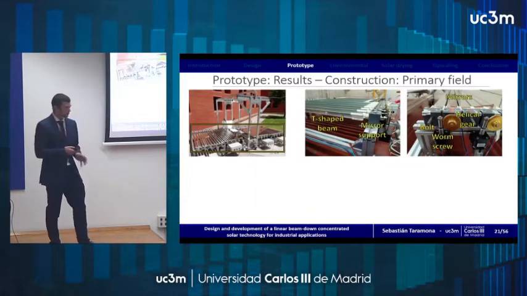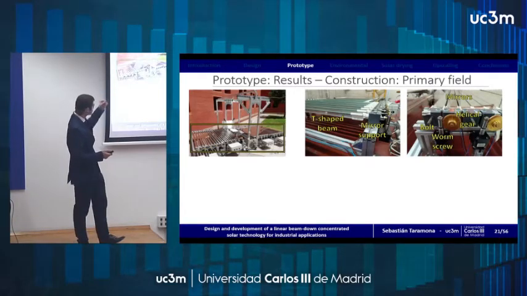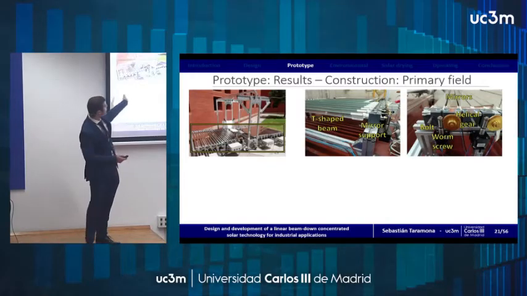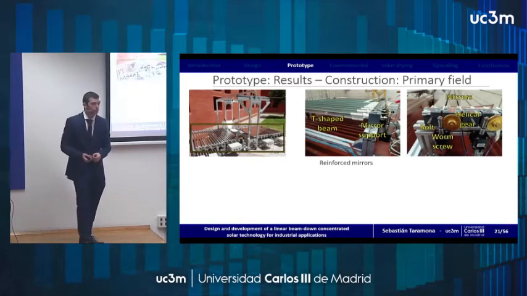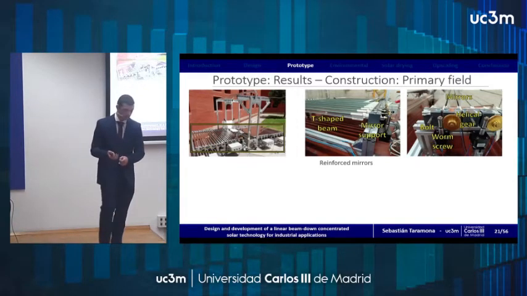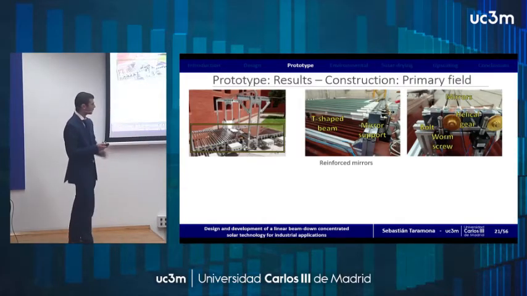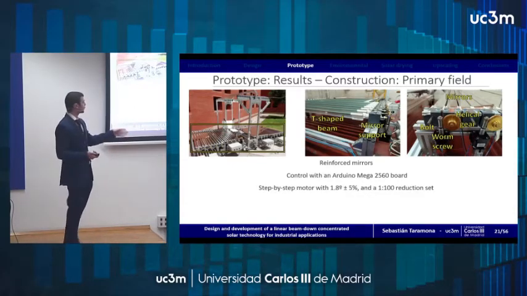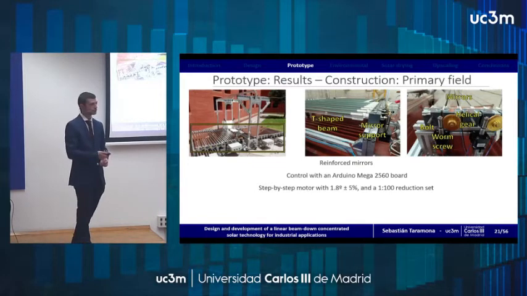Going into detail of the different construction technicalities of the prototype, here we can see a picture of the primary mirrors on the right side of the screen. As you can see, they are reinforced with a T-shaped aluminum profile. This is done to reduce their bending and to make them more leveled. And we control all of them using an Arduino Mega board with a reduction set of 1 in 100. This is done to improve the precision of these mirrors and their tracking.